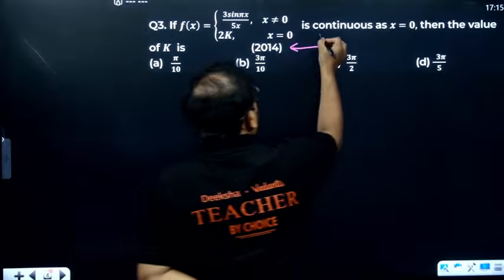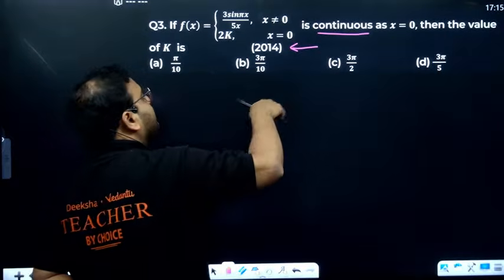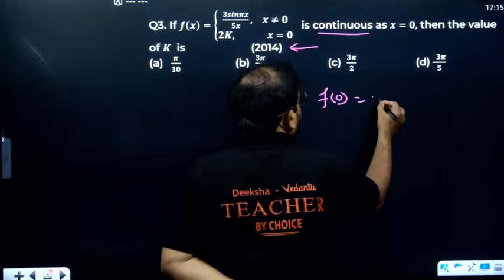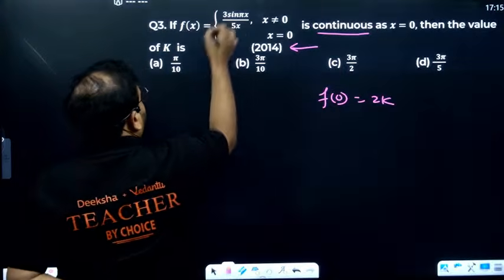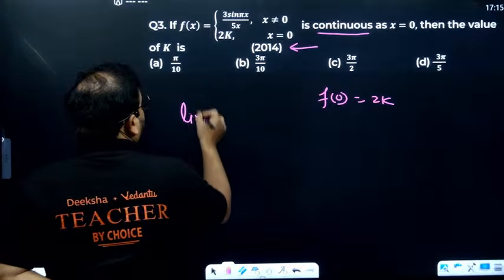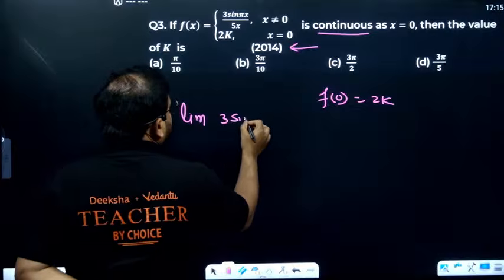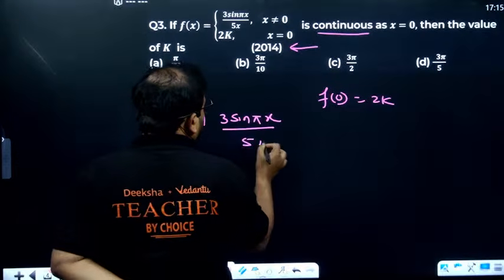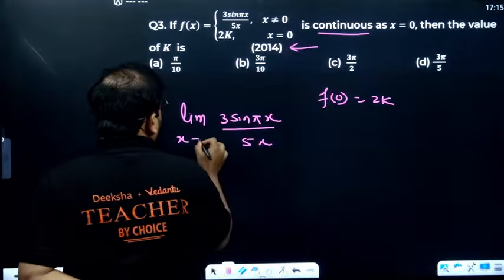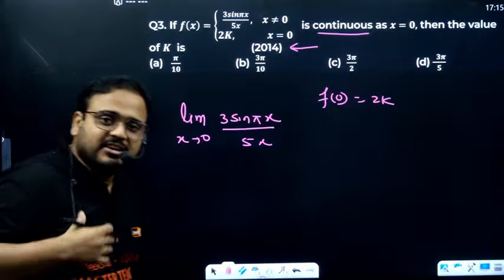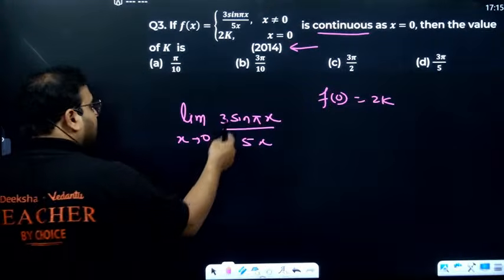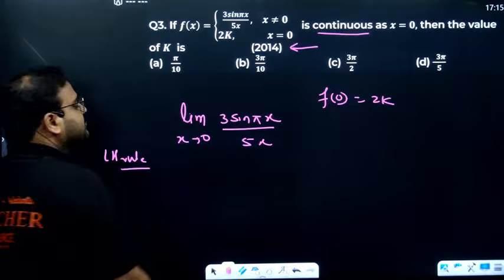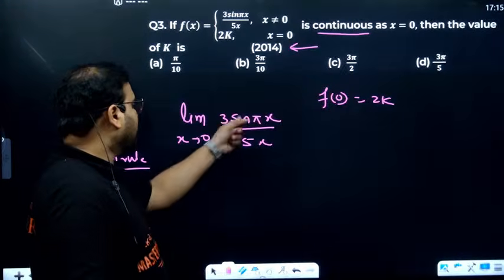See, you're looking for a continuous function. It means the limit should be equal to the function value. Check, the function value at 0 is given as 2k. Limit, how defined? I can solve this without using a pen, guys. And that is the intention that you also should have. How do you solve it? Apply L'Hospital's rule directly, because this is forming an indeterminate form, 0 by 0. Put 0 here.